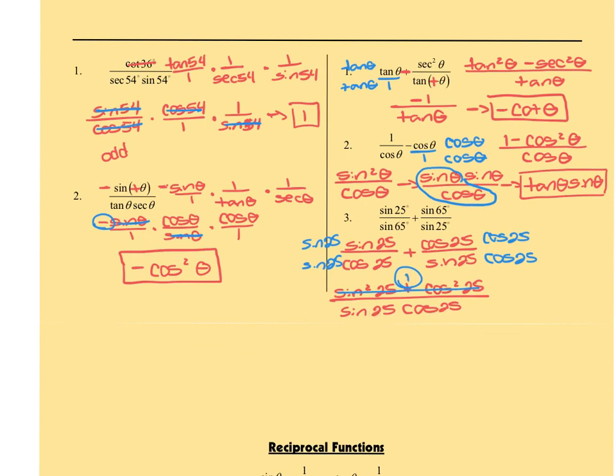1 over sine 25 is a cosecant 25, I meant to say there, cosecant 25. And 1 over cosine 25 is a secant 25. So that is our final answer there.